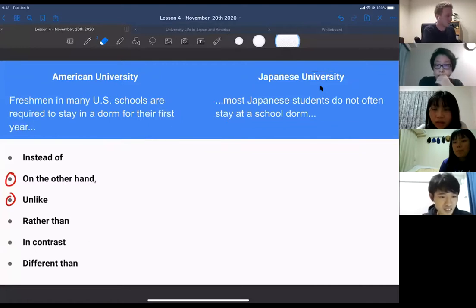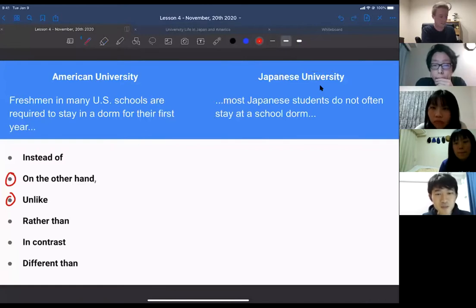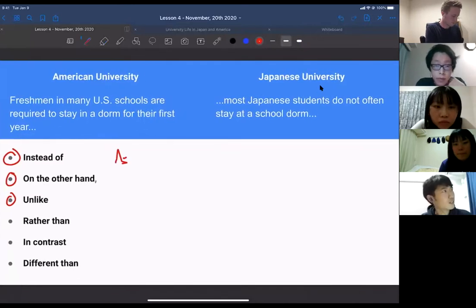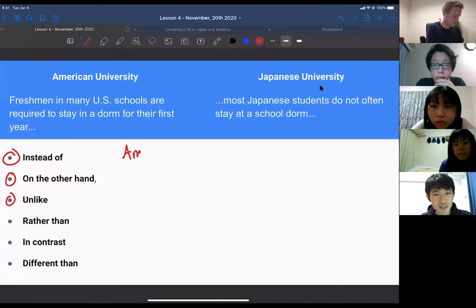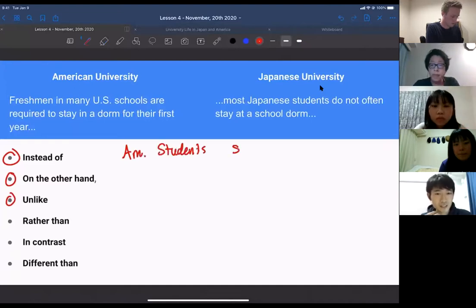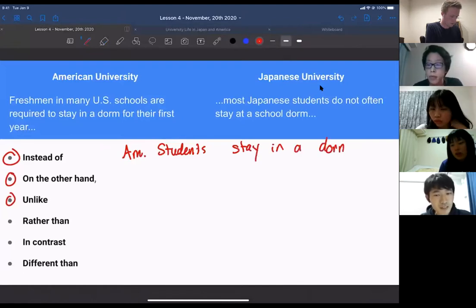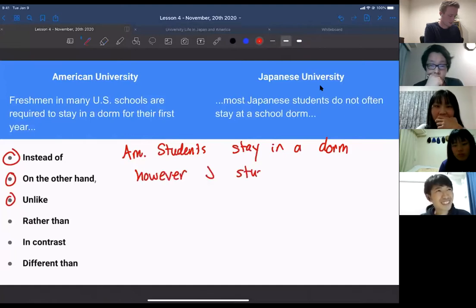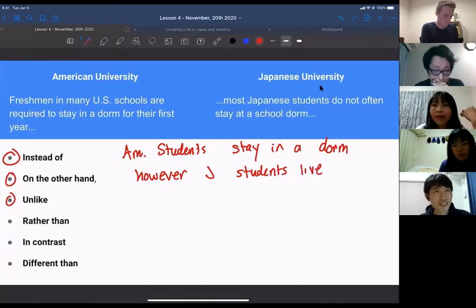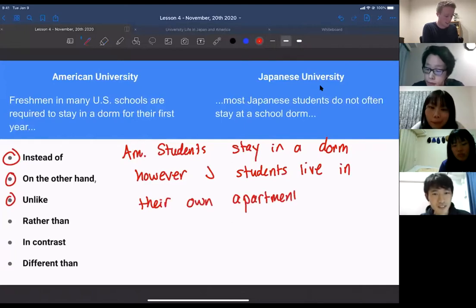Yeah, Shingo, awesome. Give it a try. Do you want to use instead of, rather than, in contrast, or different than? Instead of. Instead of, nice. Okay, go ahead. American students stay in the dormitory. However, Japanese student live in their own apartment instead of staying in a dormitory.